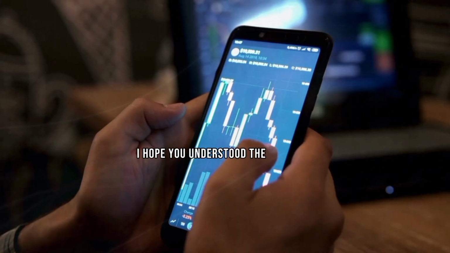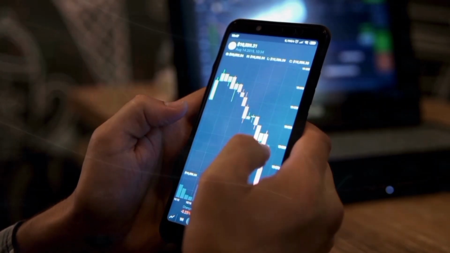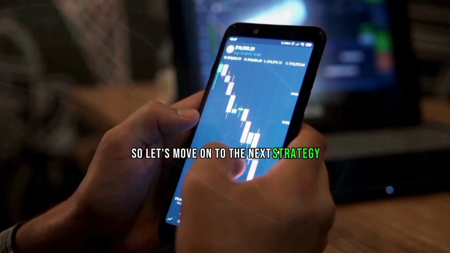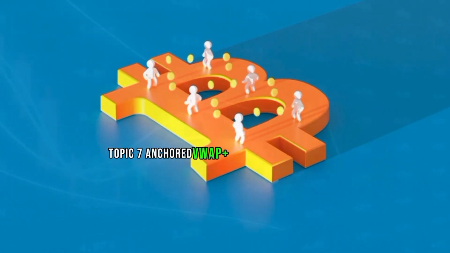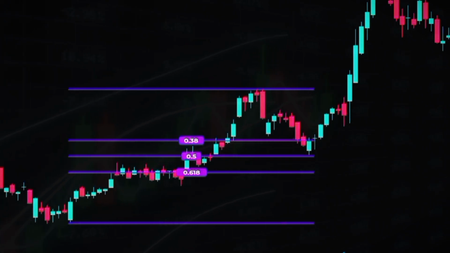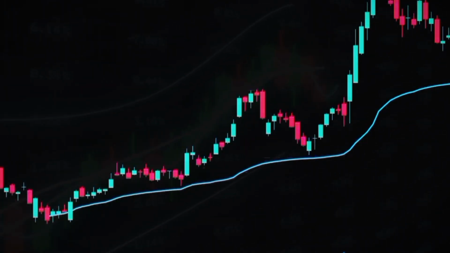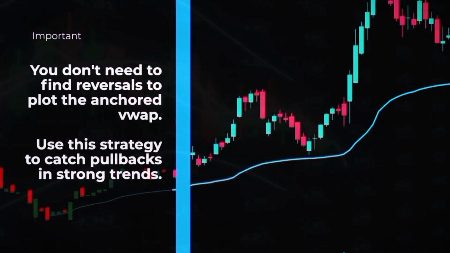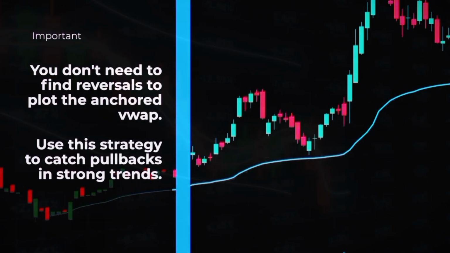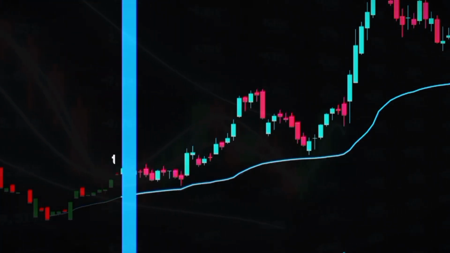I hope you understood the strategy, but we are not done yet. We still have 2 more strategies to cover. So let's move on to the next strategy. Topic 7: Anchored VWAP plus Fibonacci retracement. Fibonacci retracement levels are yet another tool that can help us in spotting areas where the price might find pullbacks. If we combine Fibonacci with anchored VWAP, that will give us some high-quality trade setups. The best part about this strategy is that you don't need to find a reversal to plot the anchored VWAP. We can utilize this strategy in strong trending markets to catch pullbacks.